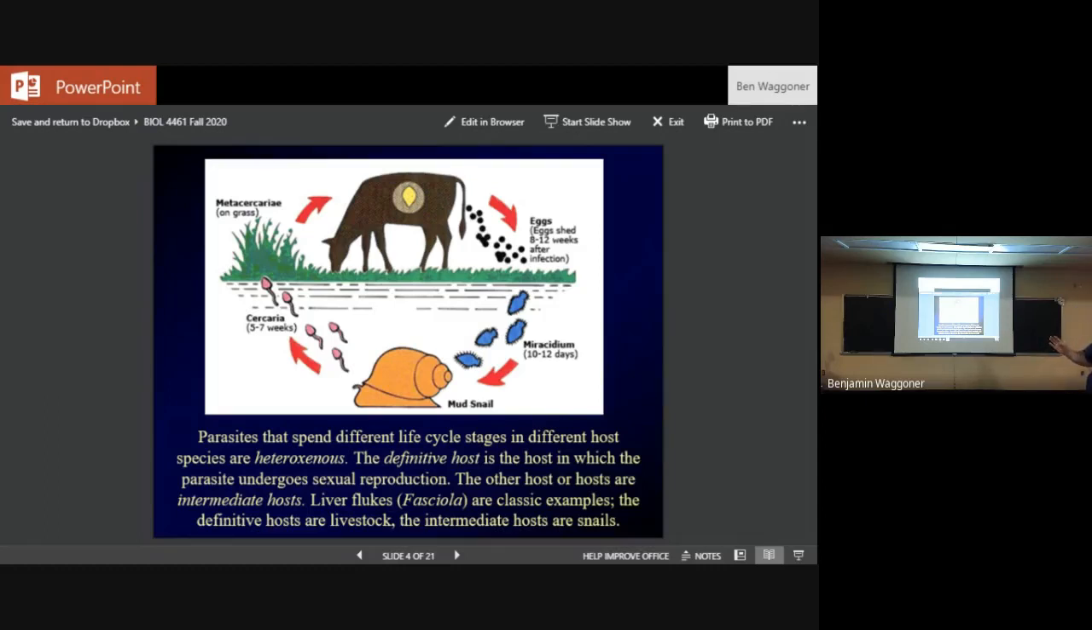So in the case of the cow liver fluke, which we'll be talking about a lot coming up, the definitive hosts are livestock, usually cows, sometimes sheep or goats, occasionally humans, but you have to have kind of a bit of bad luck to get it, because that's where the liver flukes, these flatworms, have sex. The eggs hatch into larvae that parasitize snails, and the snails would be the intermediate host, where the parasites reproduce asexually but not sexually.